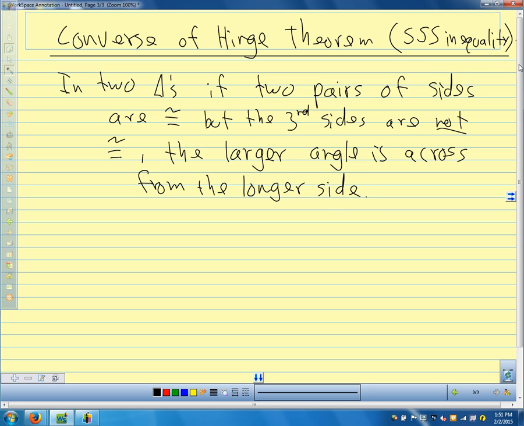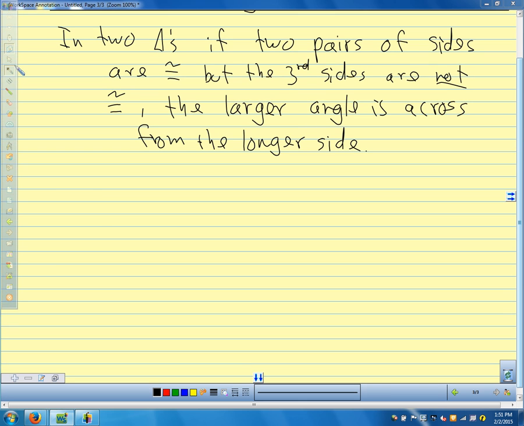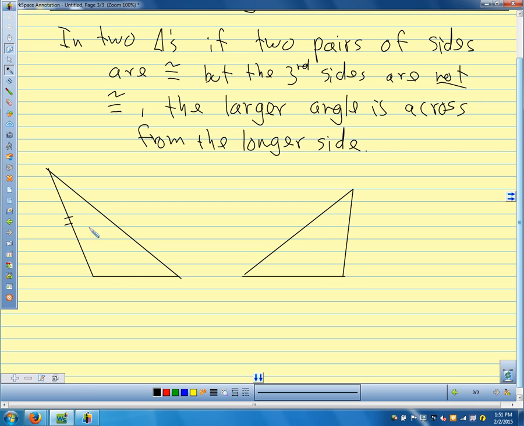So instead of figuring out something about the sides of our triangles, this lets us figure out something about the angles. Our picture would look almost exactly the same. There's one triangle. There's the other triangle. We're saying that those two sides are congruent. And there are our triangles ABC and XYZ.